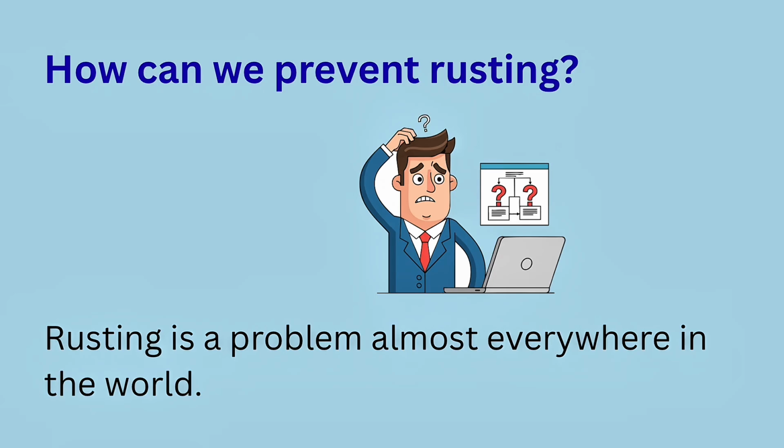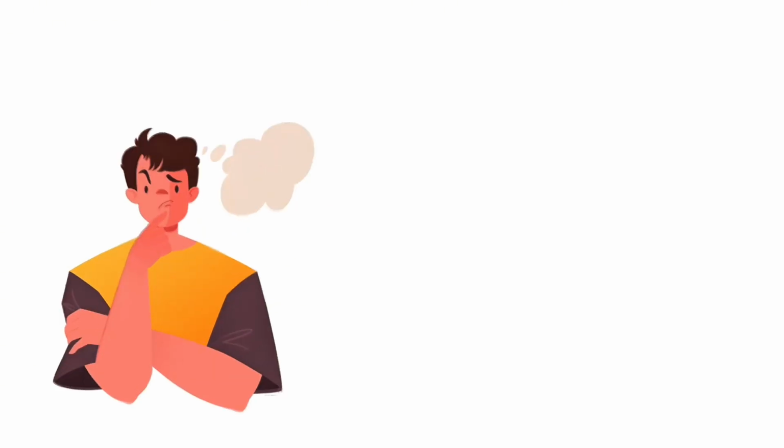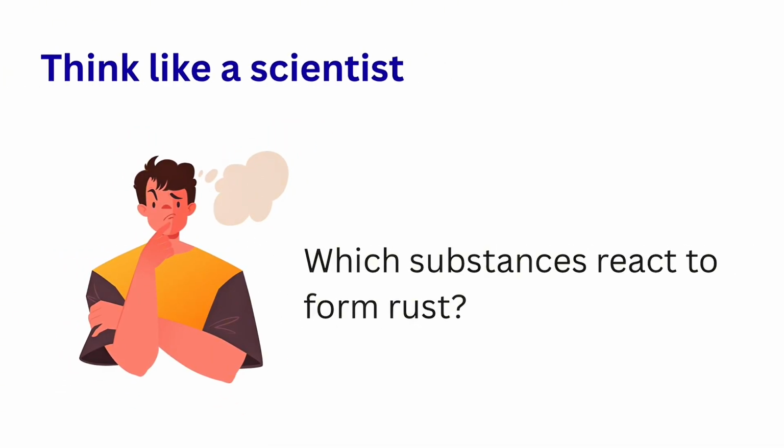Rusting is a problem almost everywhere in the world. Rust damages cars, buildings, bridges, and many other things made of certain metals. The rust makes them weak. Think like a scientist. Which substances react to form rust?